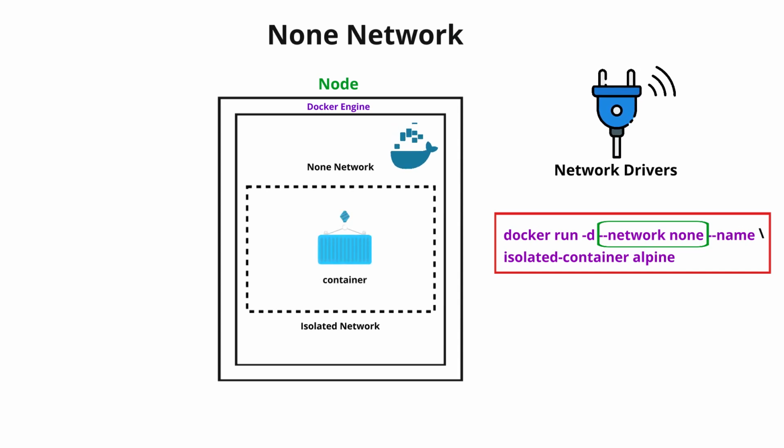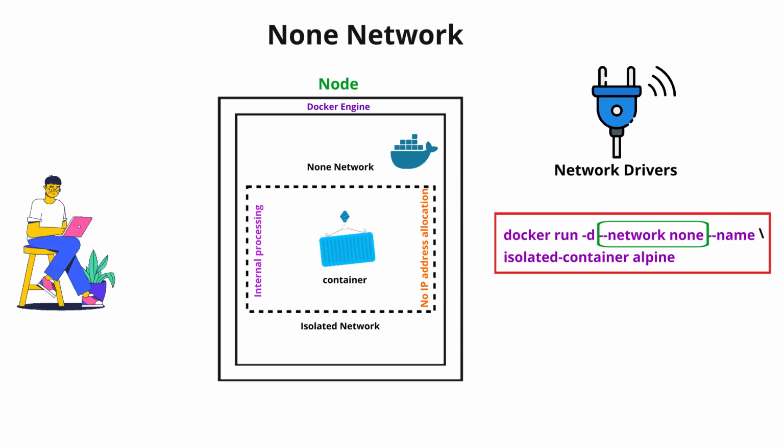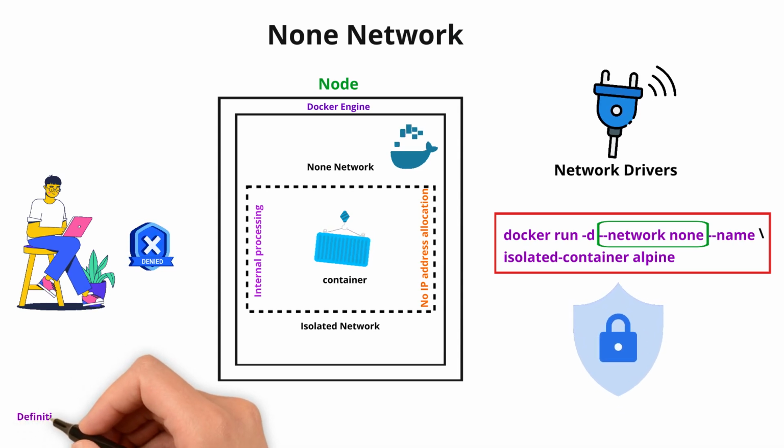Here the container will not get any IP address allocation. These types of containers are really useful in internal processing jobs like data parsing or cleanup tasks. Can the developer access the application that is running inside the none network? The answer is no. If you are really concerned about security, then we can use this none network.